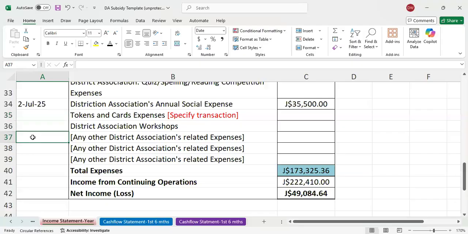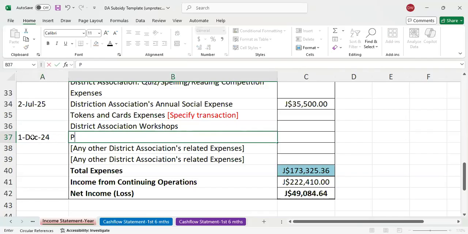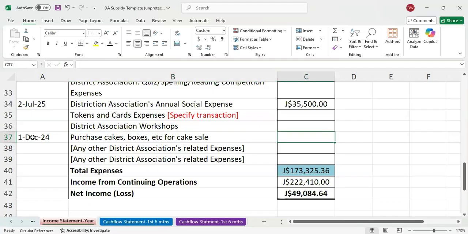However, for the cake sale, that fundraiser on the 1st of December, we had to purchase cakes, let's say boxes, etc. for the cake sale. And that expense totaled $20,450.